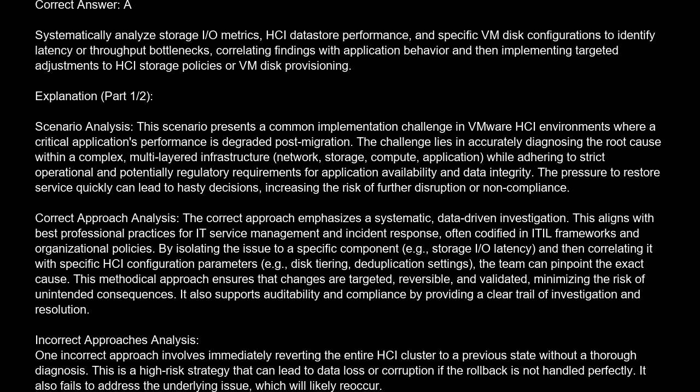Correct approach analysis. The correct approach emphasizes a systematic, data-driven investigation. This aligns with best professional practices for IT service management and incident response, often codified in ITIL frameworks and organizational policies. By isolating the issue to a specific component, e.g., storage I/O latency, and then correlating it with specific HCI configuration parameters, e.g., disk tiering, deduplication settings, the team can pinpoint the exact cause. This methodical approach ensures that changes are targeted, reversible, and validated, minimizing the risk of unintended consequences. It also supports auditability and compliance by providing a clear trail of investigation and resolution.